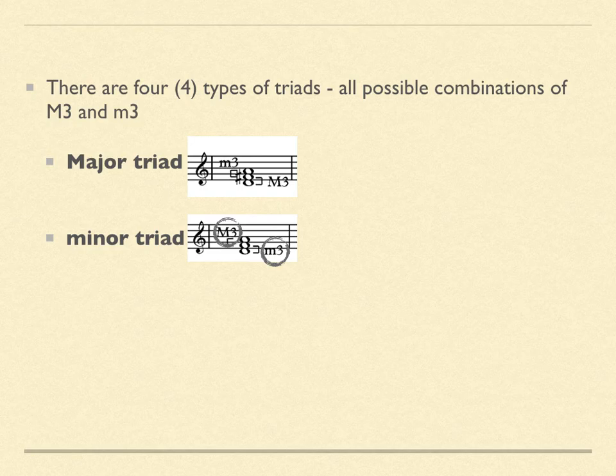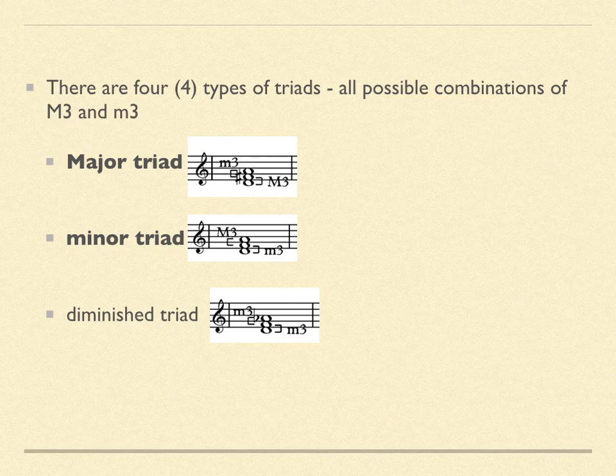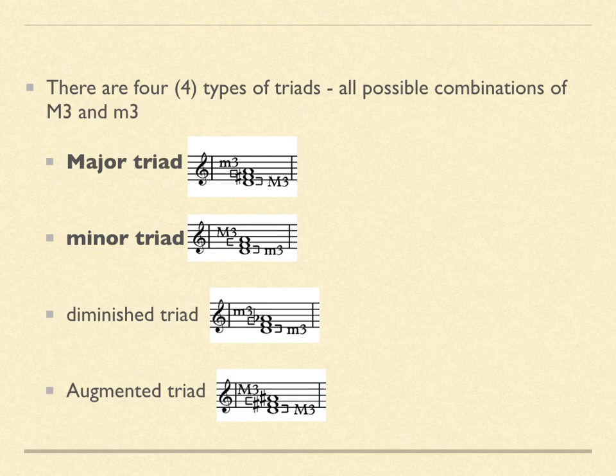For this class, you only need to know major and minor triads. So remember that the major triad has a major third on the bottom, and a minor triad has a minor third on the bottom. We'll talk about the other 2 types just for your information. There's also a diminished triad, which is 2 minor thirds, and an augmented triad, which is 2 major thirds.